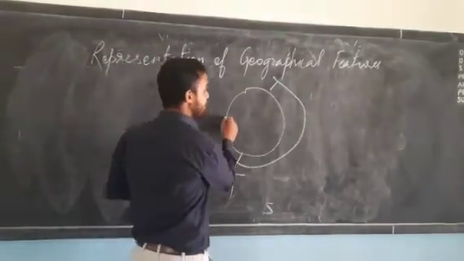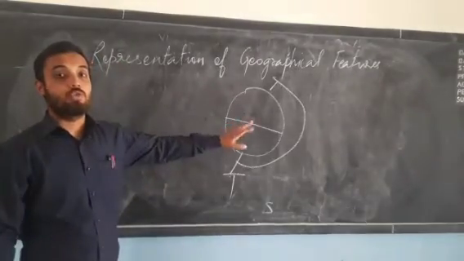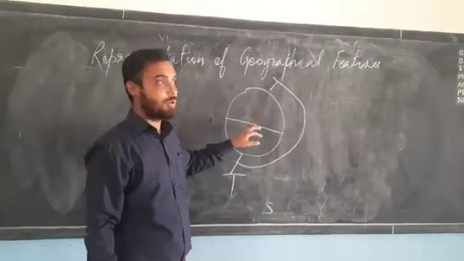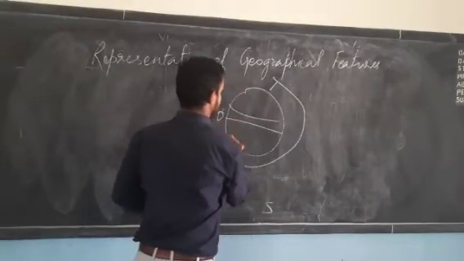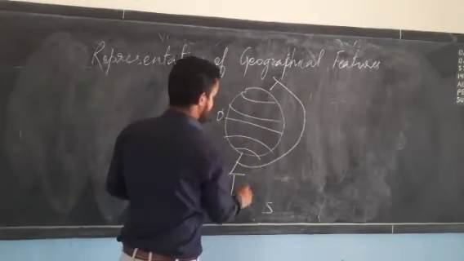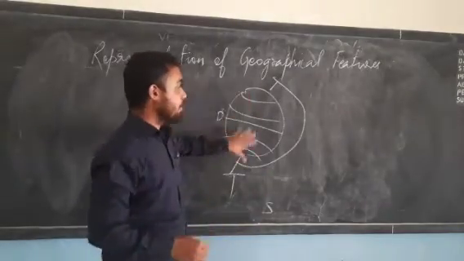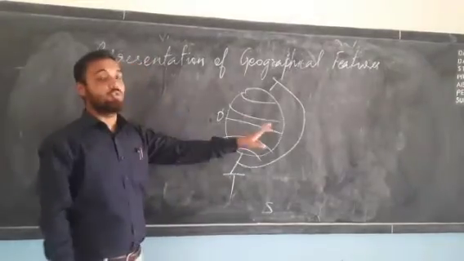Latitudes are parallel lines running from east to west. Latitudes are the flat lines drawn on a globe. 0 degree, Tropic of Cancer, Tropic of Capricorn, okay? Arctic Circle, Antarctic Circle. These all are latitudes which are running from east to west.